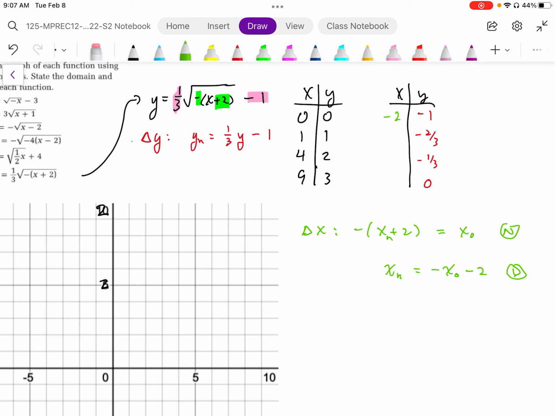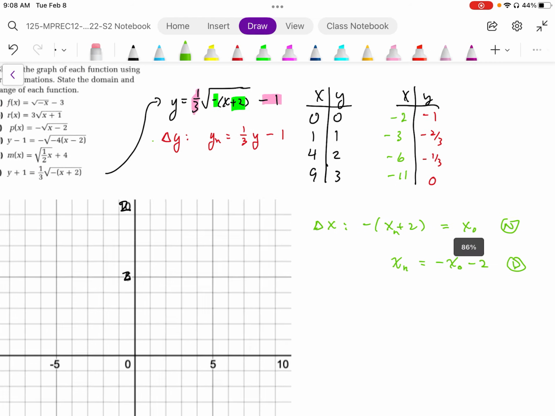So times by negative, minus 2. Negative 1, negative of 1 is negative 1. Down 2 is negative 3. Negative 4 minus 2. Negative 9 minus 2.